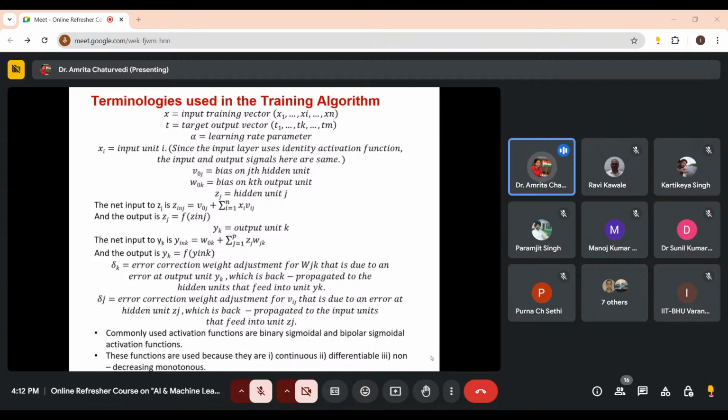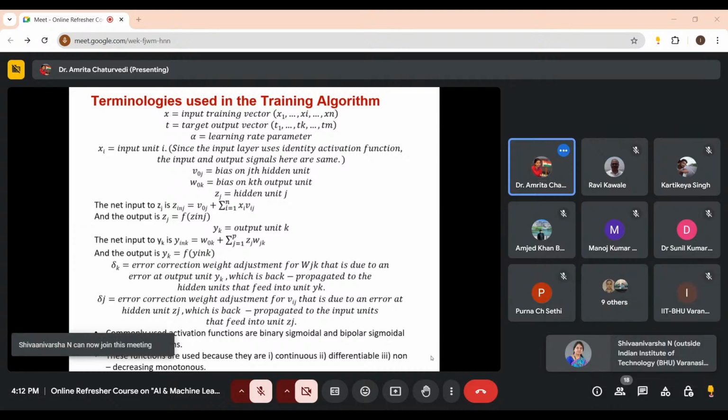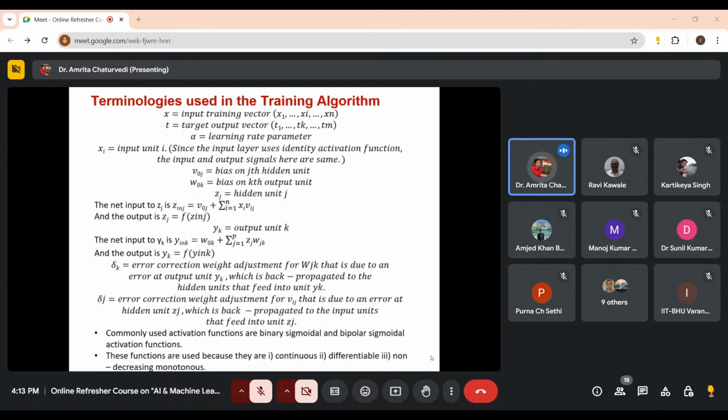Then T is the target output vector comprising T1, T2, T3, and so on up till Tm. So m points. These are the values at the output layer neurons. Then alpha is your learning rate. Xi is the ith input unit. Since you are applying the identity activation function at the input layer, the input and output signals here are the same. So you simply apply the input values at the input layer neurons.